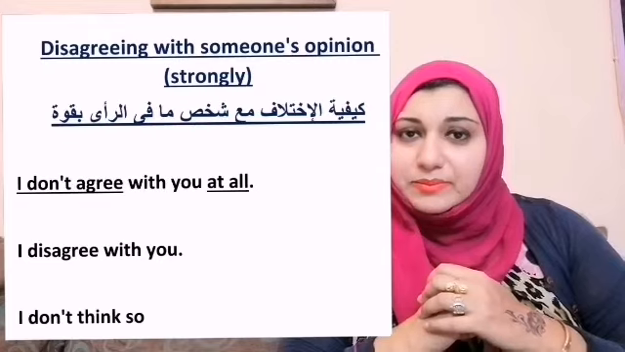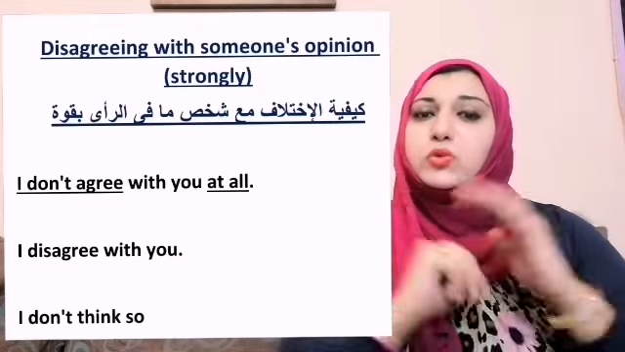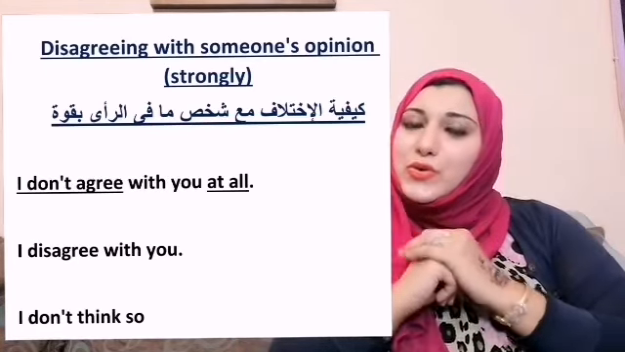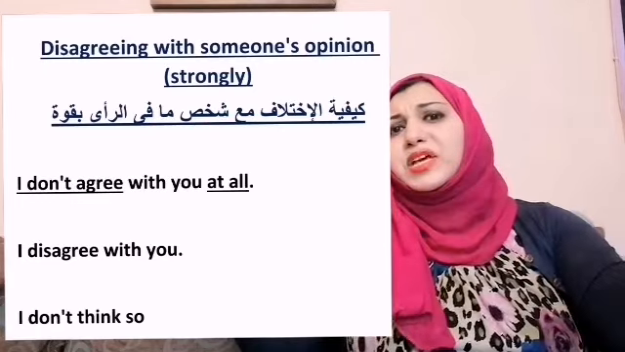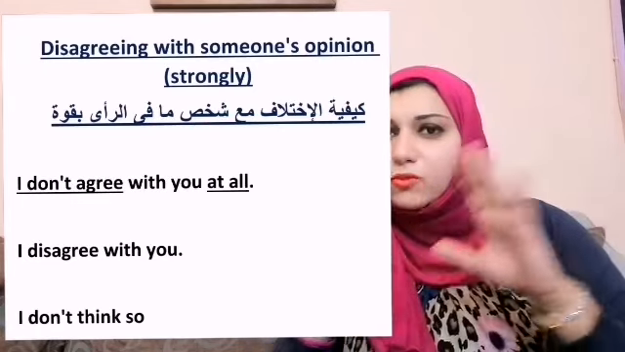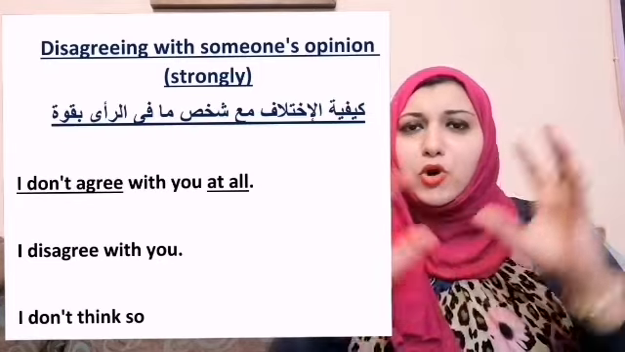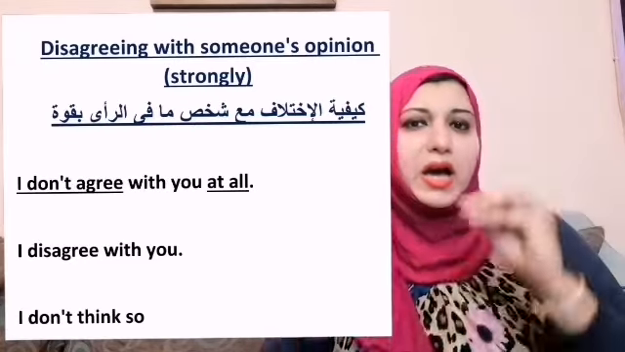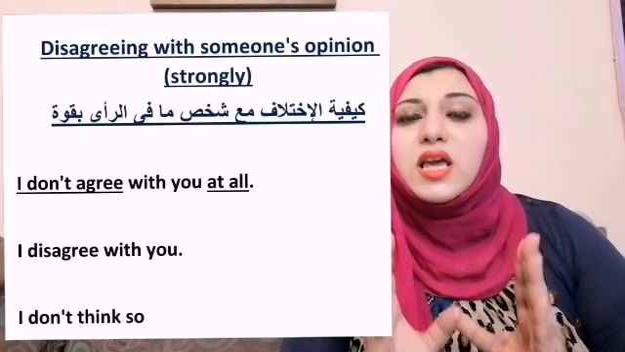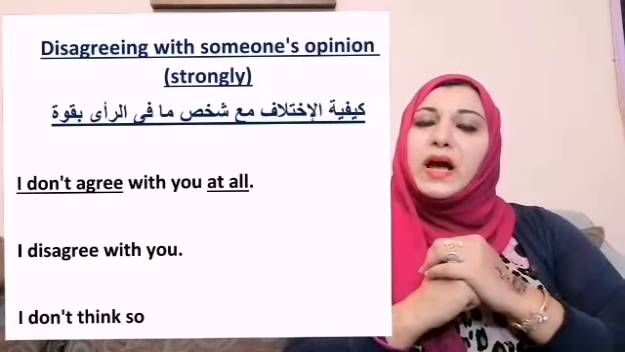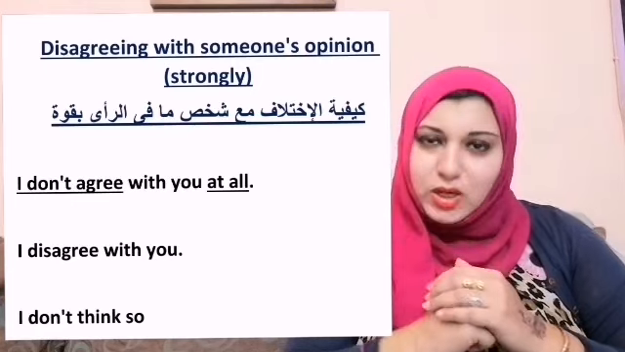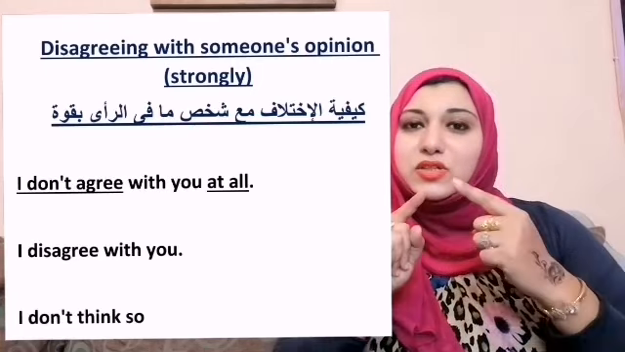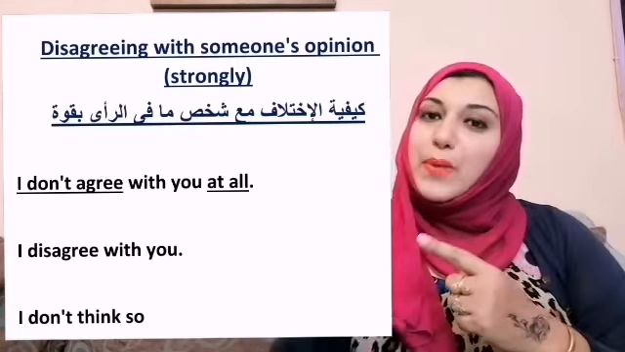Or you can tell him directly, I disagree with you. Or you can tell him, okay, I don't think so. All of them are direct expressions that I say to the person in front of me when I disagree with him or with her, strongly, not politely like the previous situation. Okay, and let's go to another situation.